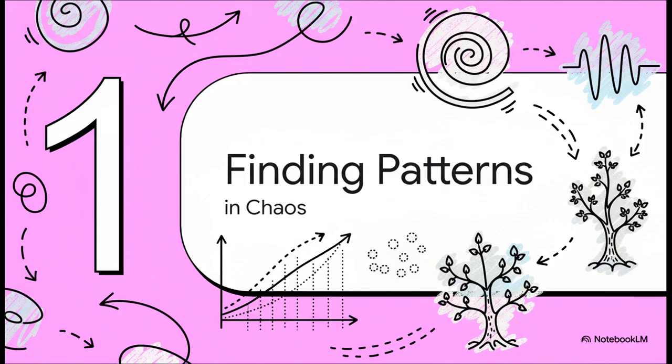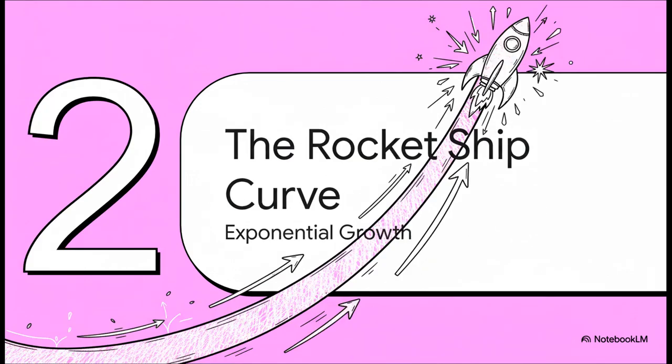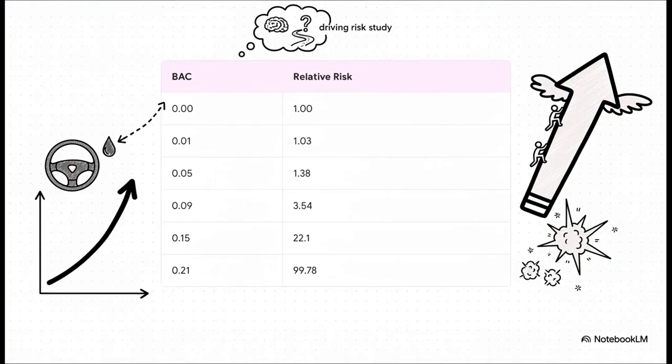Our first case file, I like to call this one the rocket ship curve. And for good reason. This is the kind of data that looks kind of innocent at first. You know, it starts off slow, stays low to the ground, and then suddenly, whoosh, it just ignites and shoots straight for the sky. Let's look at some real numbers from a university study on driving risk.